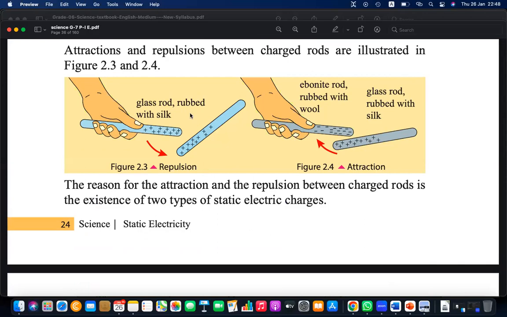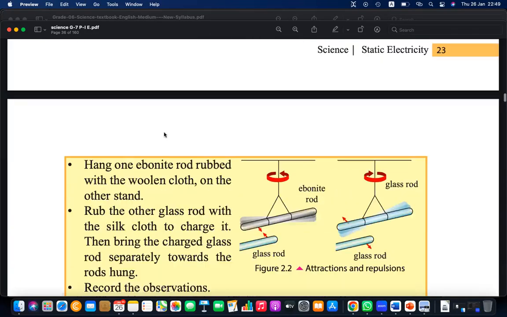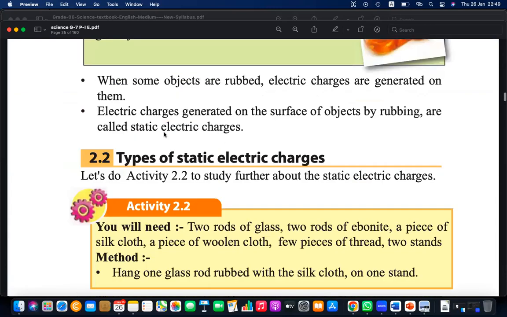When you rub a glass rod against silk, the positive charges in the silk will come to the glass rod, and the negative charges in the glass rod will go to the silk. Ultimately, the silk will be charged with negatives, and the glass rod will be charged with positives. Then, the second experiment.